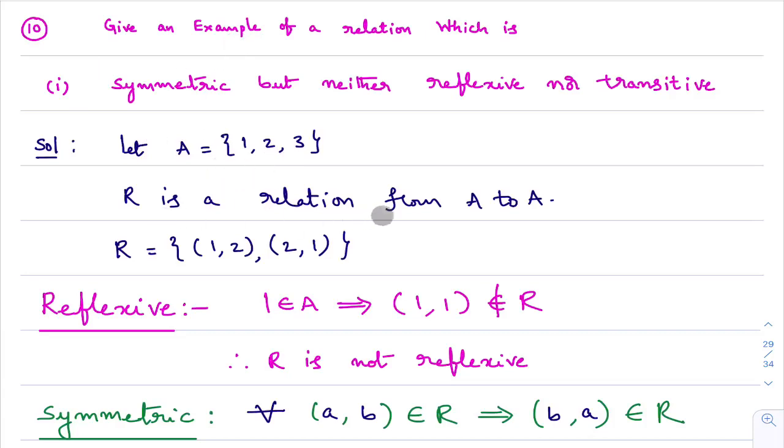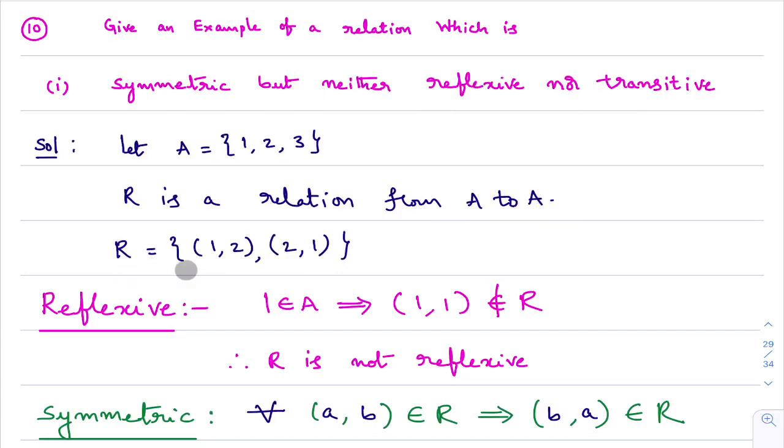And R is a relation from A to A. That means whatever ordered pairs I write in the relation, the first element must be in set A, and the second element also must be in set A. Right, you know all these things. By this time you must be good in all these things, right? Now I'll write one relation of my own which is symmetric but not reflexive, not transitive.